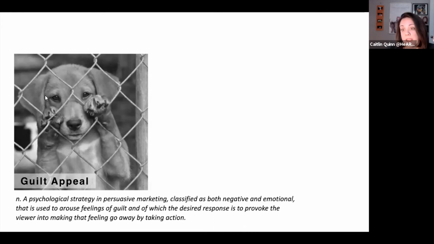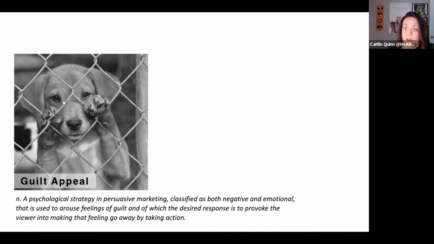And the goal with guilt marketing or guilt appeals is to essentially make the viewer or the consumer of that message feel such strong guilt-based negative emotions that their only option to assuage those feelings, to get rid of those feelings, is to take action, whatever action you are offering them that will make them feel better about that situation.